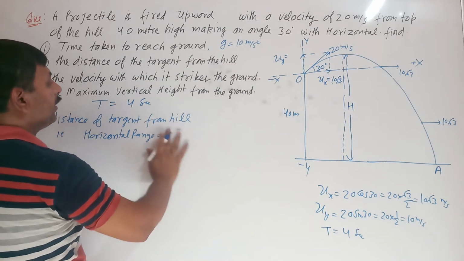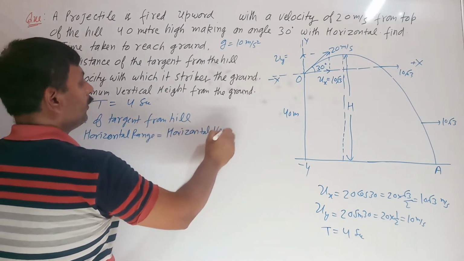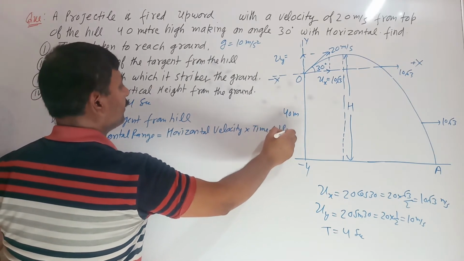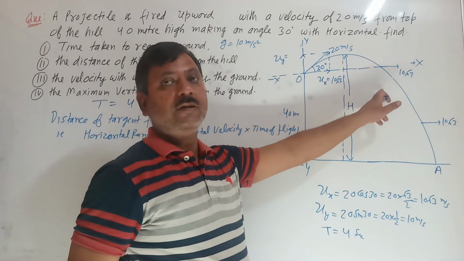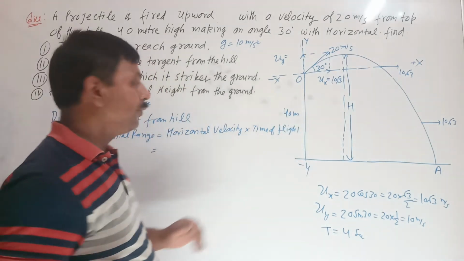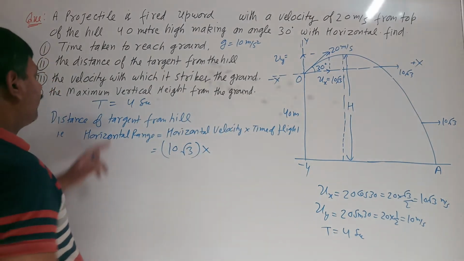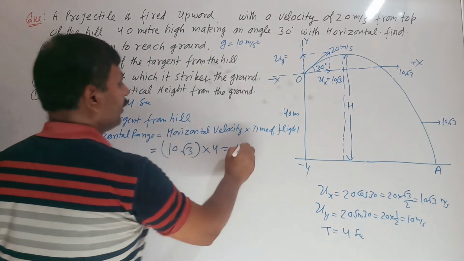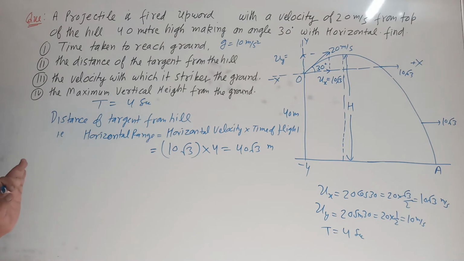Horizontal range is horizontal velocity into time of flight. Here, the horizontal component of velocity is always 10 root 3. Time of flight I have found is 4 seconds. So the answer will be 40 root 3 meter. This will be the horizontal range.